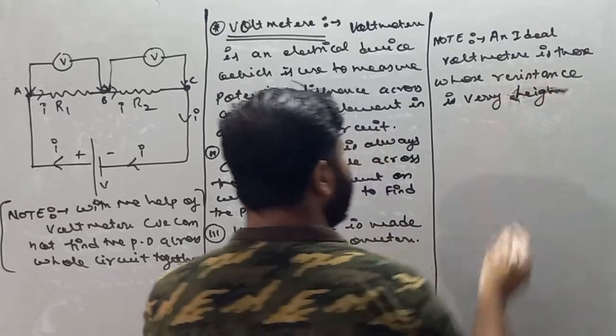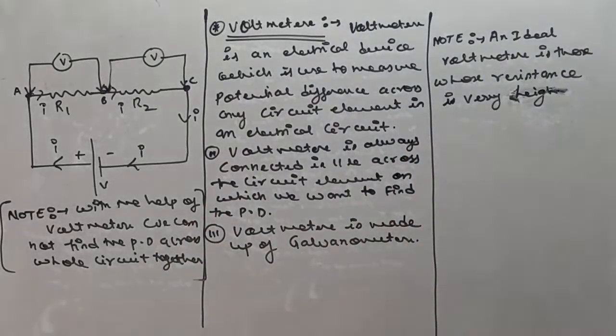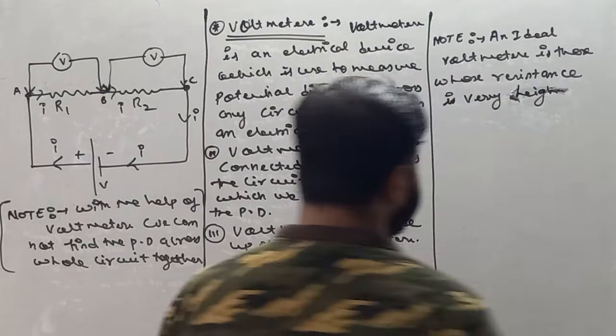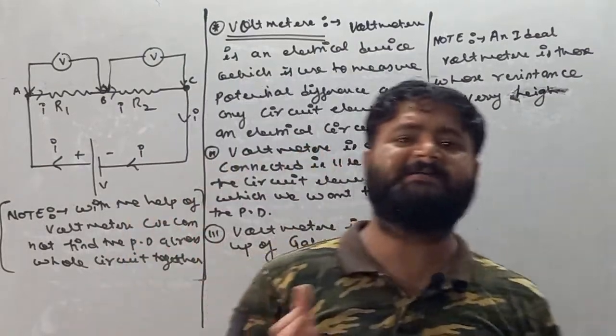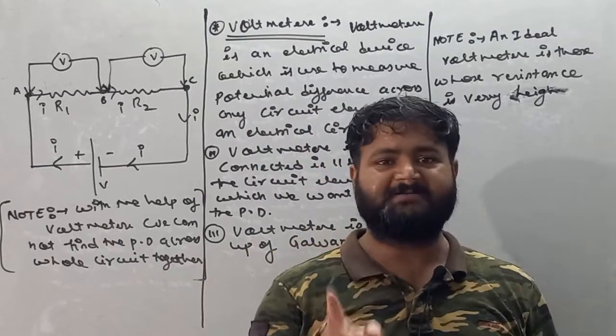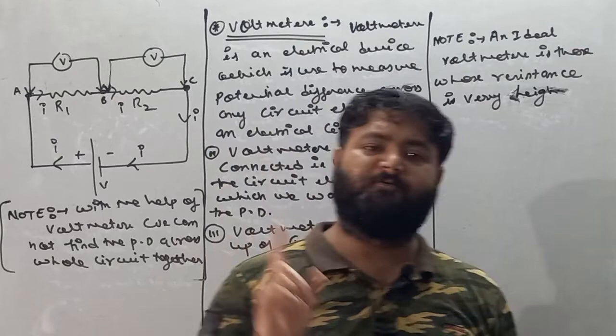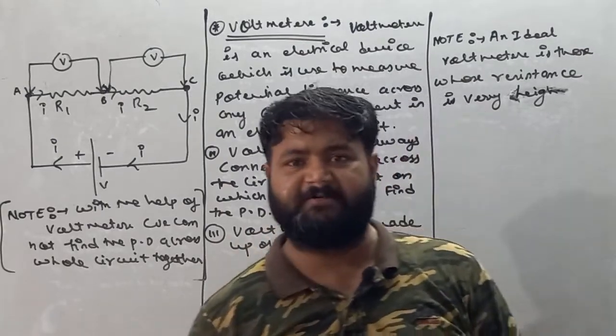So remember this thing, my dear student, a good ammeter is one whose resistance is very less. A good voltmeter is one whose resistance is very high. As for a potential measuring device, there is a criteria: its resistance must be high. For a current measuring device, there is a criteria: its resistance is less. Now see, ammeter is also made up with galvanometer and voltmeter is also made up with galvanometer.